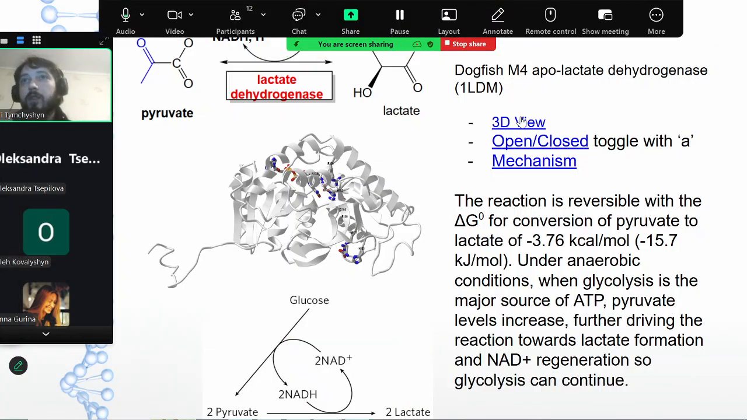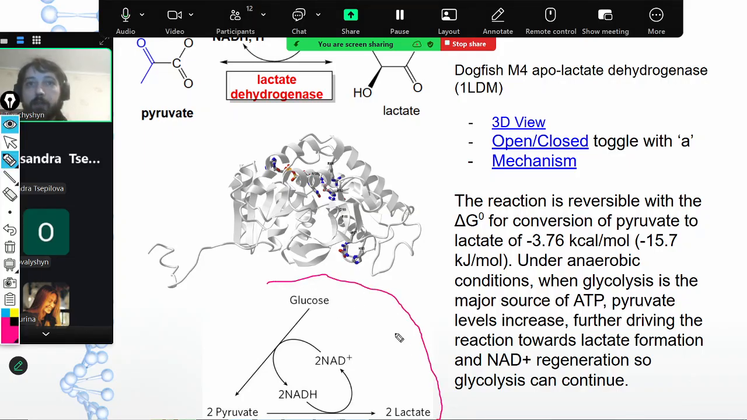Here is some sort of 3D view for this sort of enzyme. I will not open that, it takes a little bit too long. But what I want to show you is this part of the image. I remind you that when we were talking about glycolysis, this arrow symbolically shows you the glycolysis path. So you start with glucose and you get 2 pyruvate molecules.